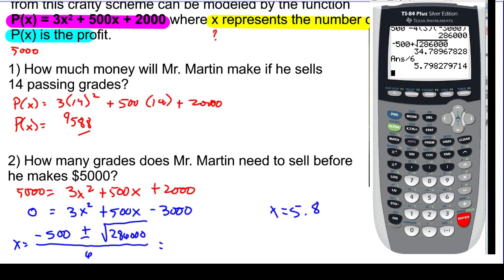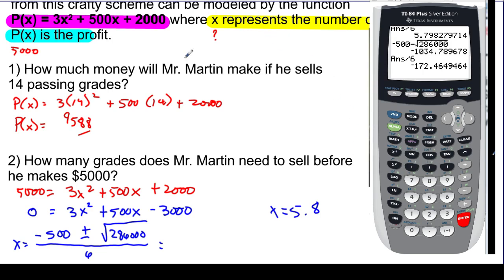Okay, let's do the same thing again because remember the quadratic formula has a plus and a minus, so I need to go do the same thing. Negative 500 minus the square root of 286,000. Get my answer, which means hit enter. I would need to know what the numerator is divided by 6. And this one's giving me an answer of negative 172.5. So let's write that one down. X equals negative 172.5, okay, with a negative sign here.